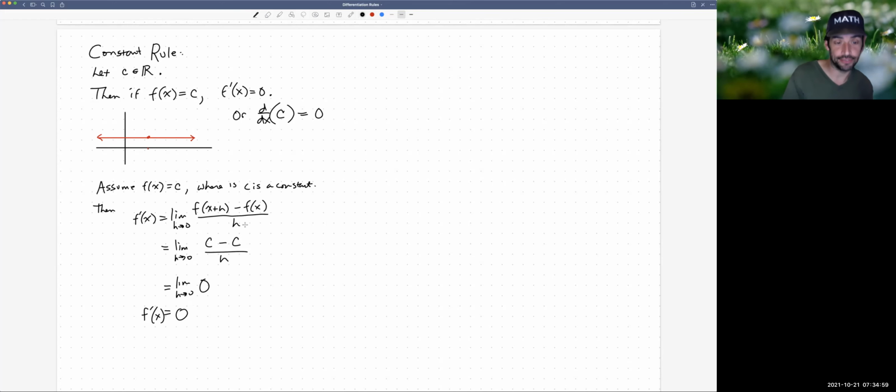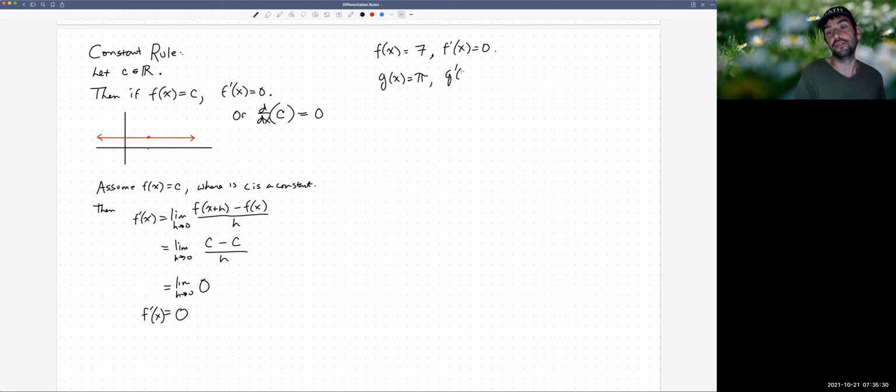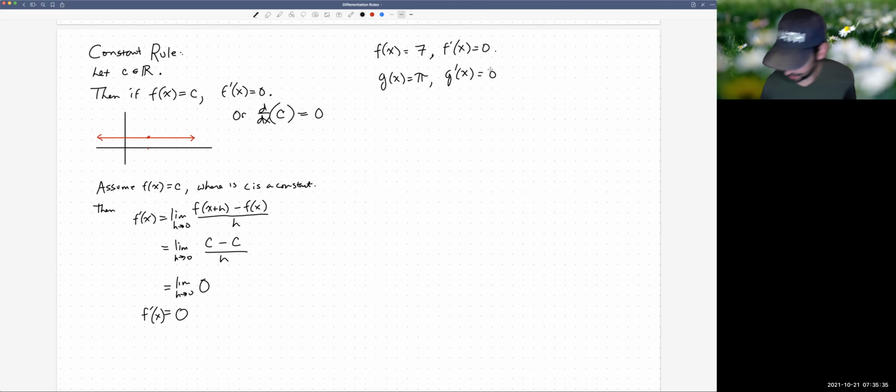You can see if I took the derivative of the function f of x equals 5 and did this limit definition, I'd have 5 minus 5. If I had the function f of x equals 105, I would have 105 minus 105 in the numerator, which would disappear and we get 0. So we don't need to keep doing that work, right? So if f of x is equal to 7, then f prime is equal to 0. If g of x is equal to pi, then g prime of x is equal to 0, right? So we can do this forever. They're always going to be 0.